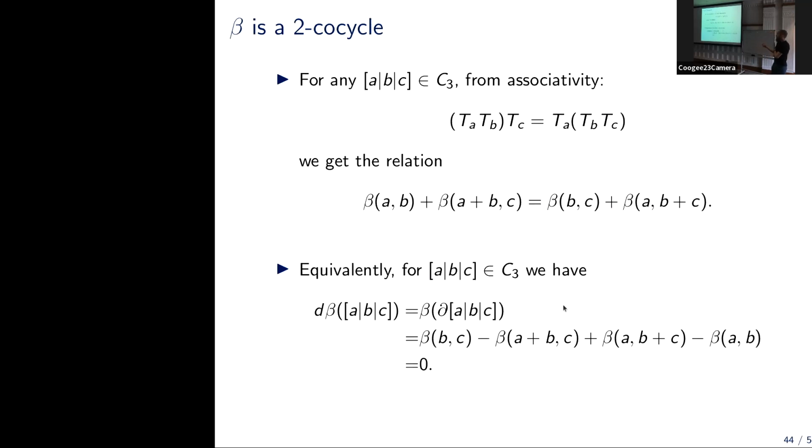So by definition, beta is a two cochain. It turns out it's a 2 cocycle as well. And this just comes from associativity of operator composition. So you can expand this relation in 2 different ways, so A and B first or B and C first, and you get this constraint on beta. And this is equivalent to just the coboundary of beta being 0 on any volume. This means that beta is actually a 2 cocycle.